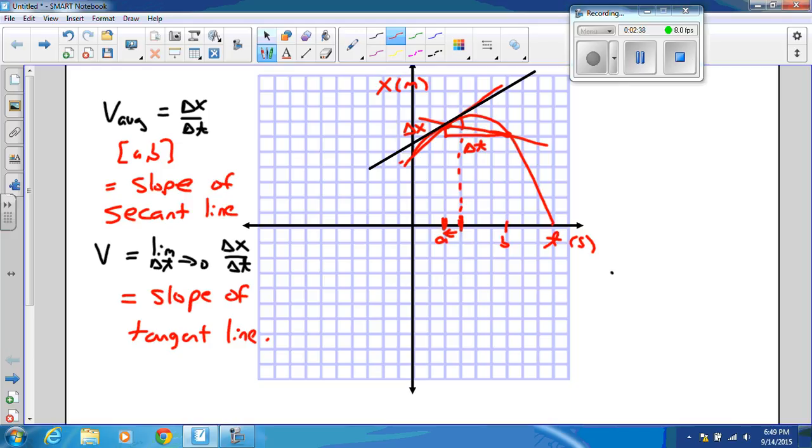So if I want to estimate the velocity at a single point, the method is very simple. I simply go to that point, I draw myself a tangent line touching the curve there, and then I estimate the slope of that tangent line using the usual rise over run method.